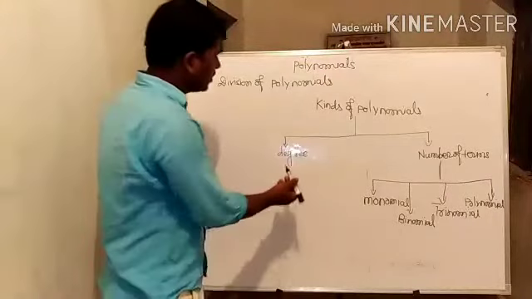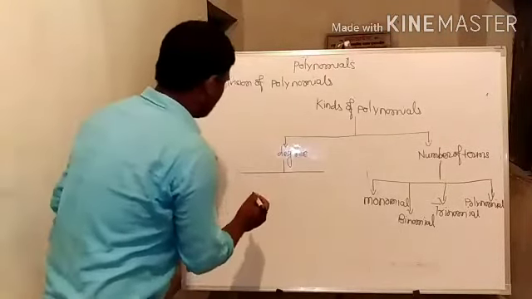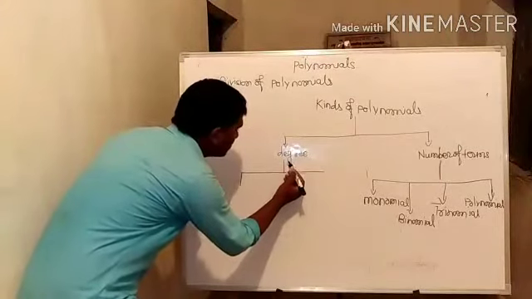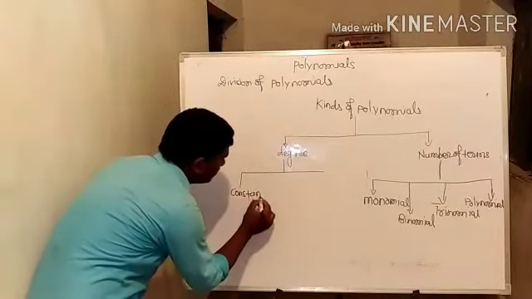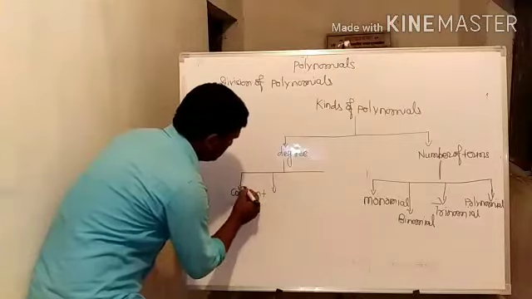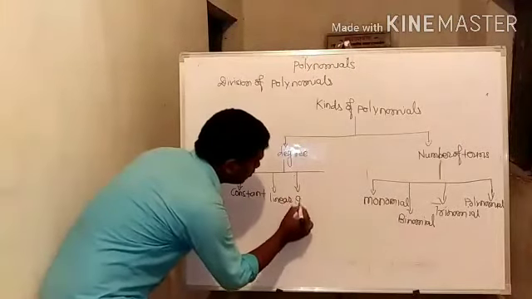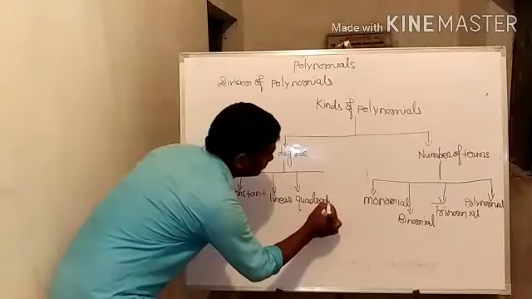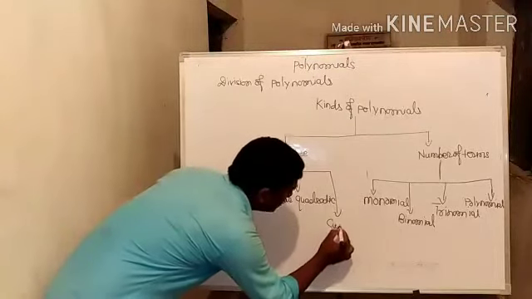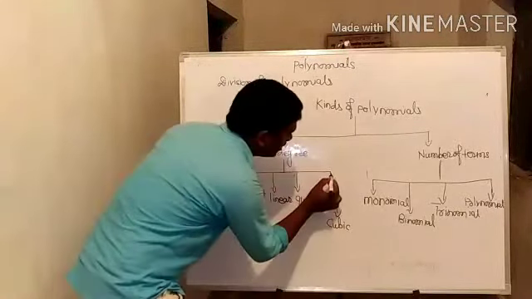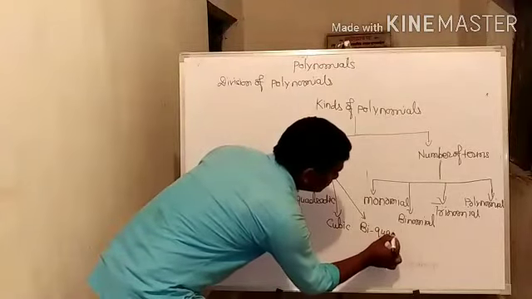And according to the degree of polynomials, the first is constant polynomial, the second one is linear polynomial, the third one is quadratic polynomial, the fourth one is cubic polynomial, and the fifth one is biquadratic polynomial.